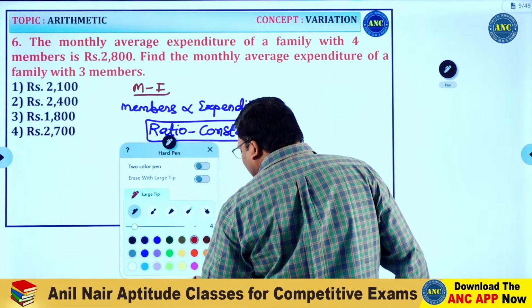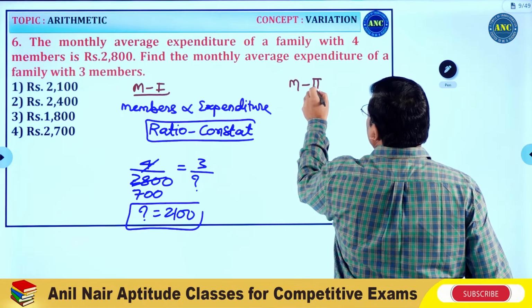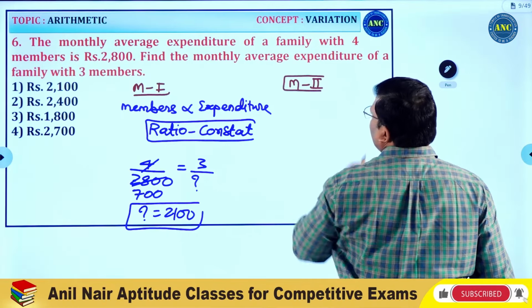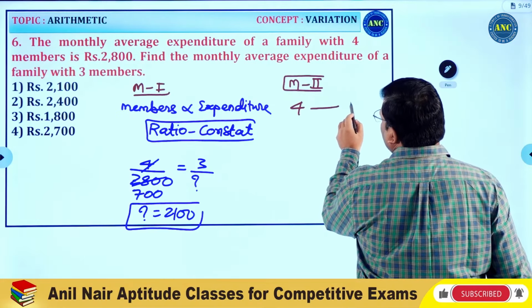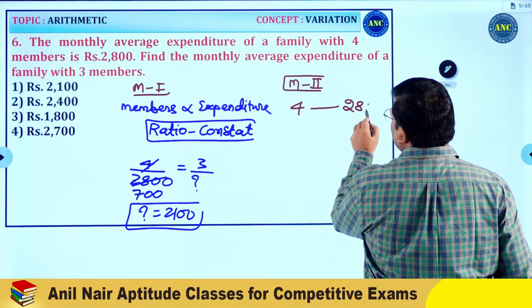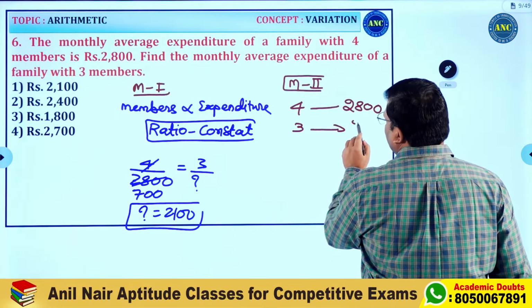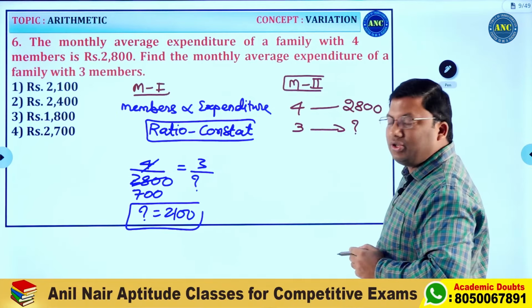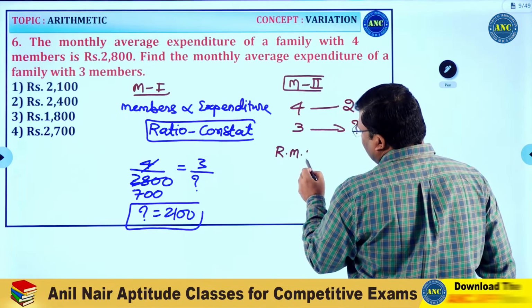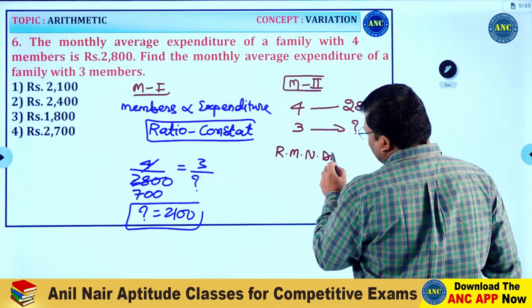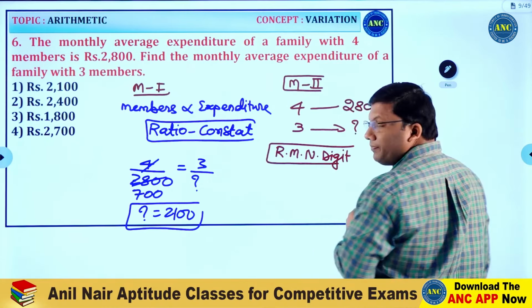This is one way. Can we do it in rightmost non-zero digit? Let us see. Method 2. How many members are there? 4 family members are there. The expenditure is 2,800. If 3 members are there, expenditure will be how much? Let us use the concept of rightmost non-zero digit.